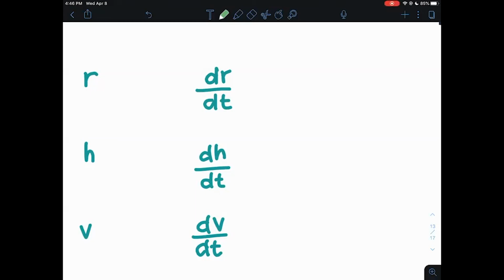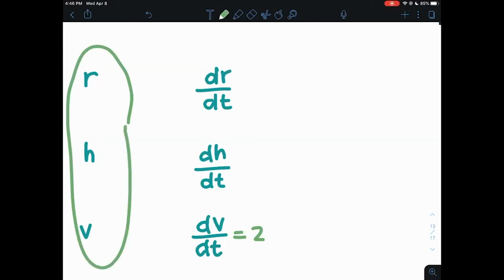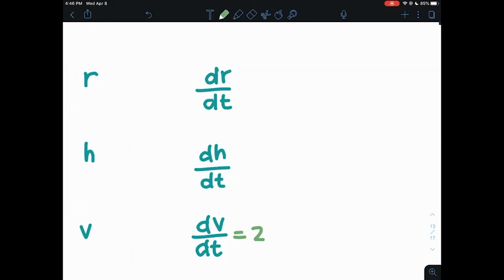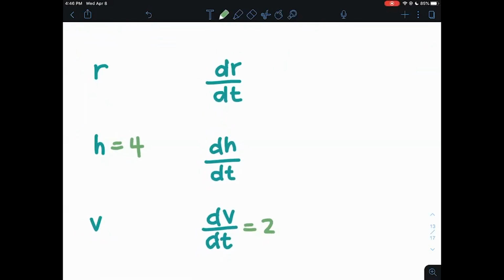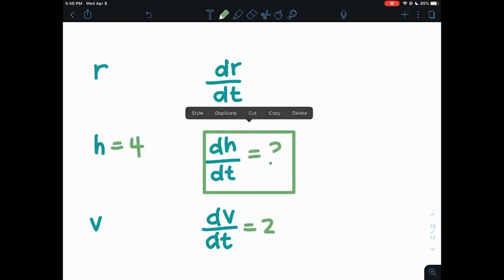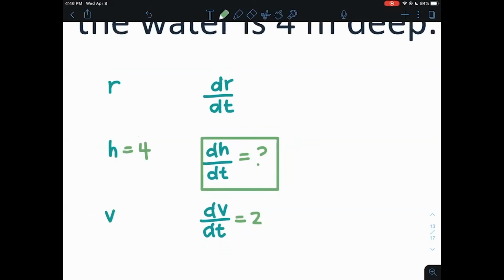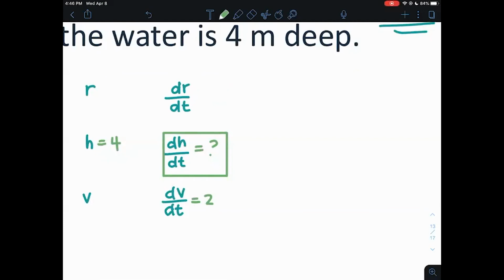So all that we really know is that this equals 2. And then I'm going to use a particular moment in time to talk about R, H, and V. And that particular moment in time is when H equals 4, I think. Yes, when H equals 4. And my goal is to figure out this dH over dt. I don't know anything else. So after we pick out all of our quantities, we need to relate the quantities. I need to relate R, H, and V. The easiest way to do that is the volume formula.